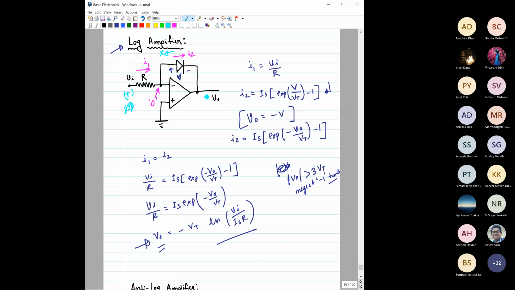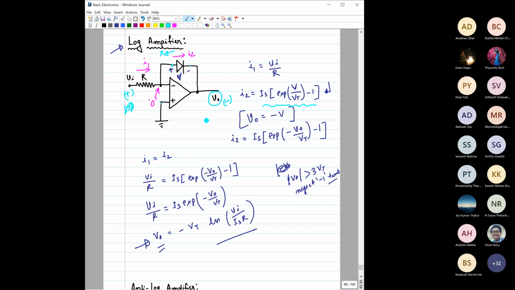Because for this circuit to operate, this V output voltage should be negative, right? Because this is 0 potential, and this is connected with the 0 potential. So to use this expression, this diode has to be forward biased, which means this potential has to be negative only. Sir, we will have to check ln of Vi by Is into R. If it is high, then only we can do this.